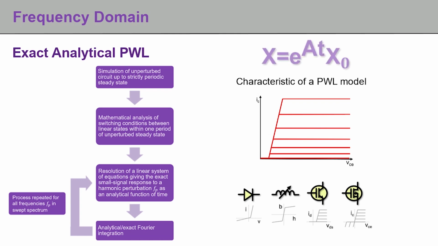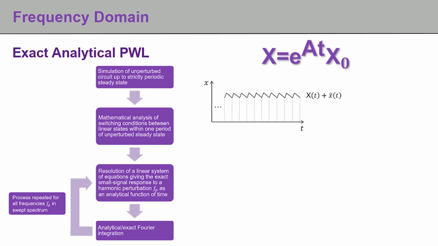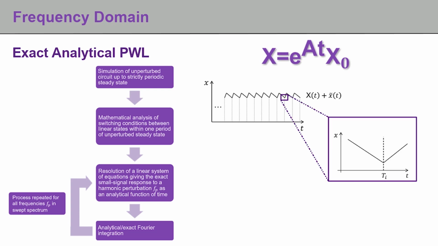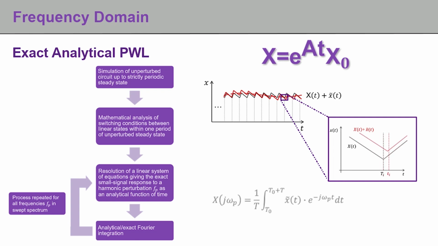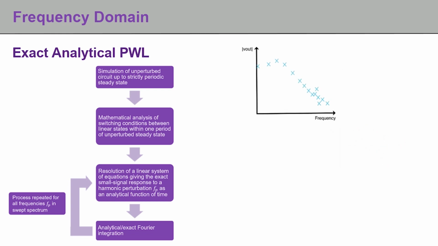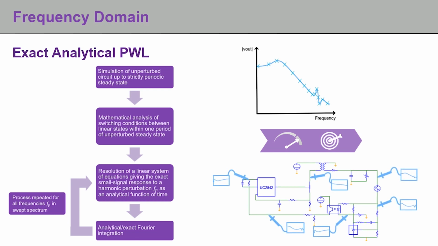In this method, matrix exponentials are used along with a precise analysis of the perturbed switching events in steady state to formulate the exact trajectory of the perturbed signals. This exact time domain formulation of the perturbed signals is then integrated analytically to produce the fundamental Fourier coefficients corresponding to the perturbed frequency. These coefficients are complex numbers giving the gain and phase information of the output signals of interest. Besides speed and accuracy, one extra benefit of the analytical method is that it produces the Bode plot of all analog signals in the circuit in one shot and at little extra computational cost.